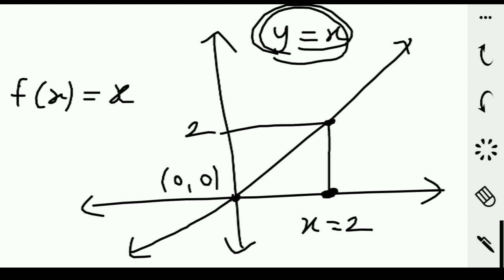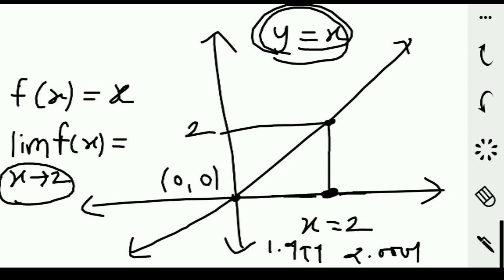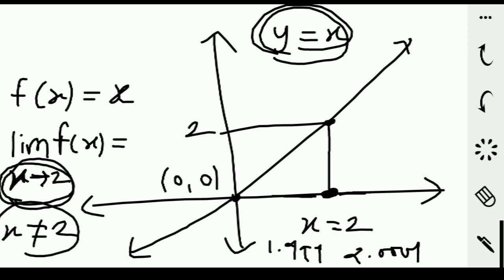So if we want to find, for example, the limit as x is tending towards 2 of function of x, it means if we go towards x is equal to 2, like coordinates 1.999, or if we go from the right hand side, for example, point 2.001, then we can say that x is tending towards 2. It means that x is approaching 2 but it is not equal to 2. This is the basic concept of x is tending towards 2.